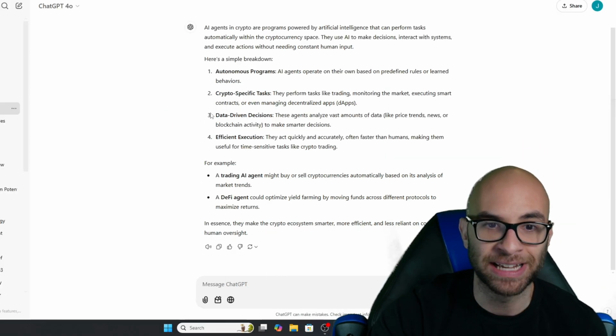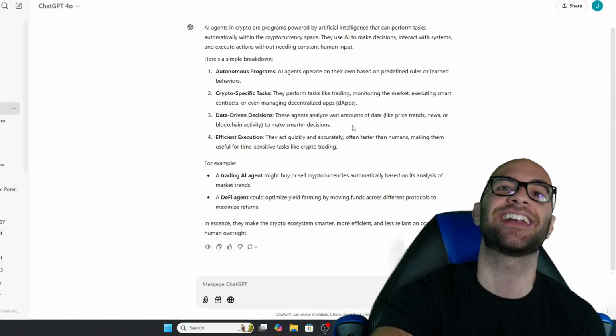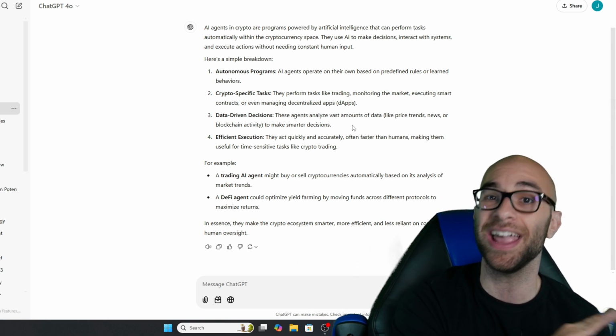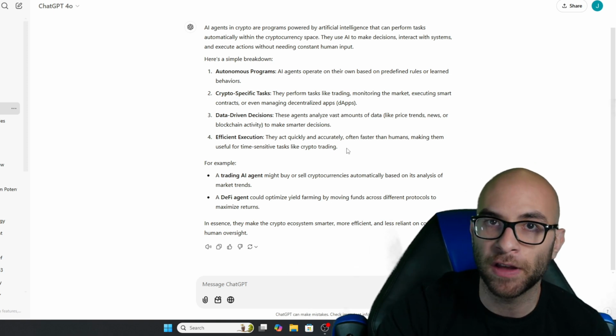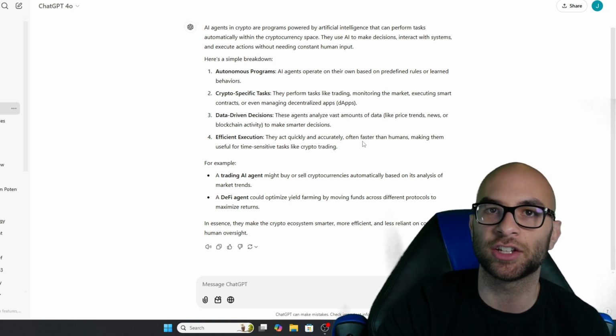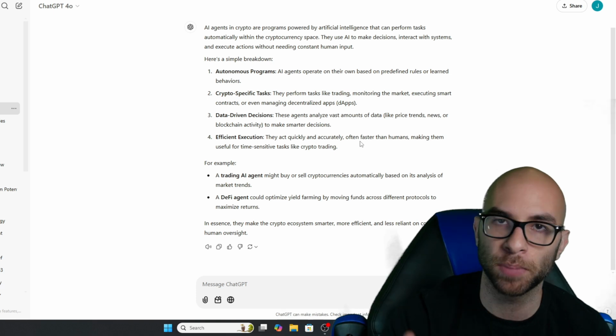The truth of the matter is that these AI agents can analyze any sort of data, and that is going to be relevant no matter what industry you're in. The other major benefit when it comes to AI agents specifically for crypto is that you don't need human interaction. It can be all completely automated.